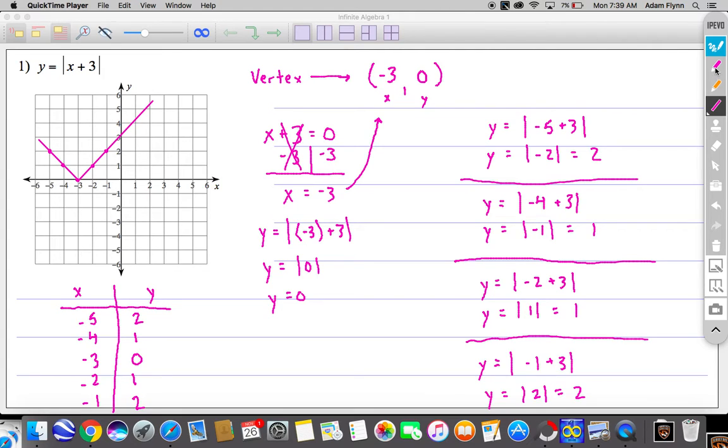Okay, and when doing these, I would like you to find 5 points, including the vertex. So this is what our graphed absolute value equation would look like. Okay, pause if you need more time.